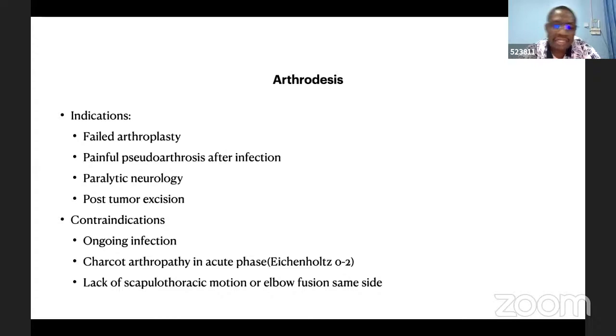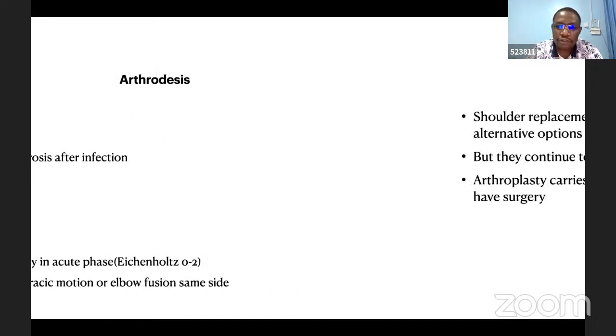We classify this as stage 0, 1, and 2. You don't want to fuse. Another contraindication is lack of scapulothoracic motion, because as I've said, after you fuse, the patient is going to rely on scapulothoracic movement to move that elbow and position the hand. And of course, if you fuse the elbow on that side.